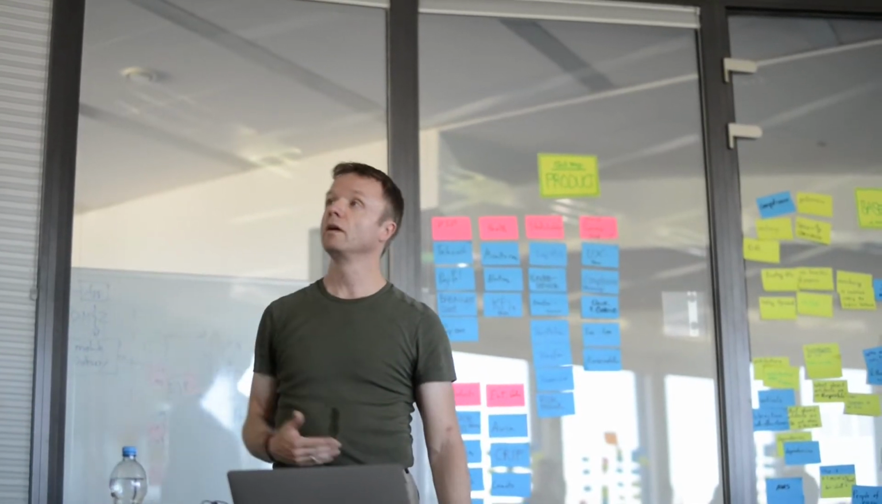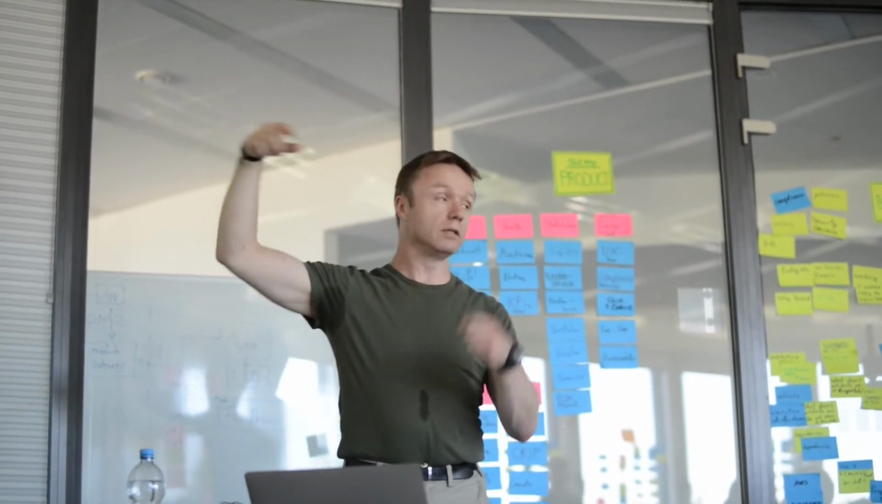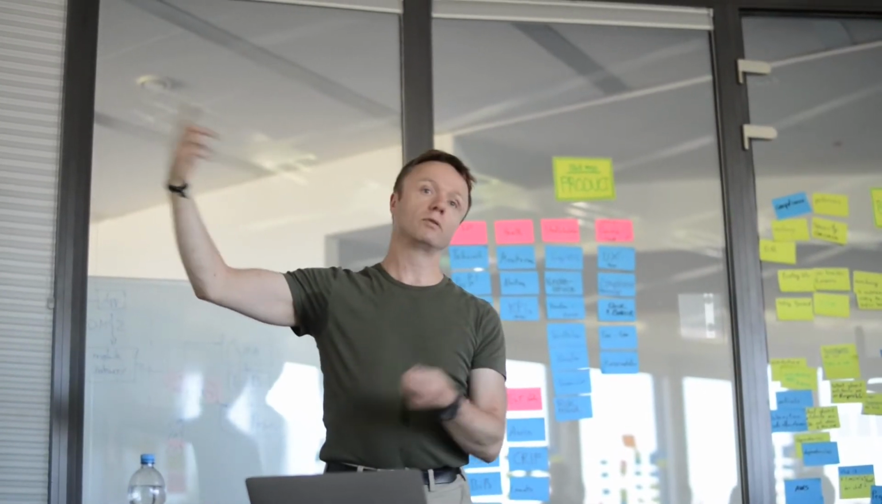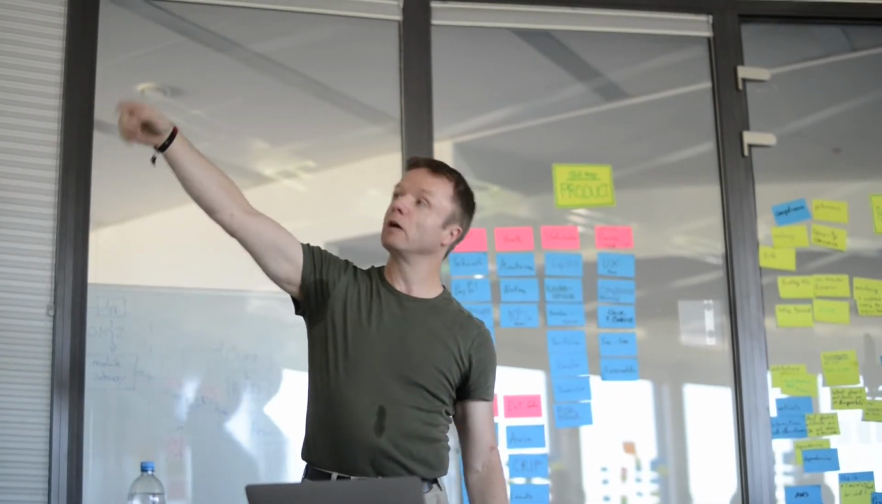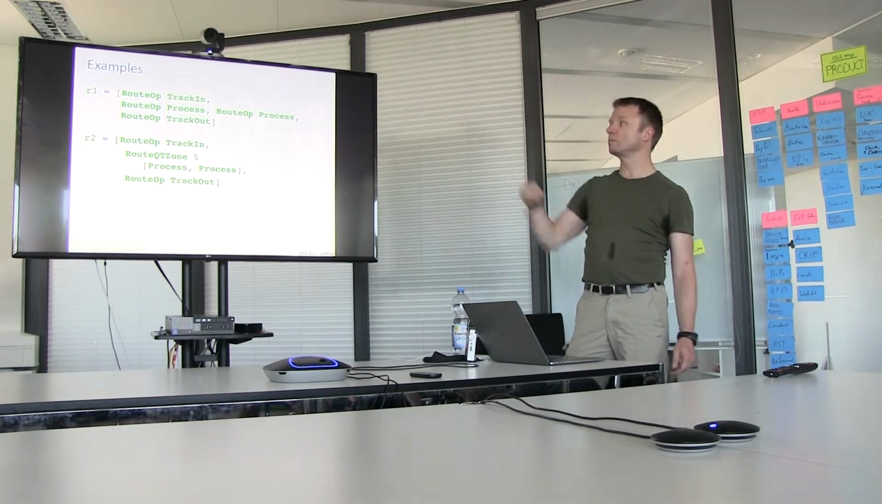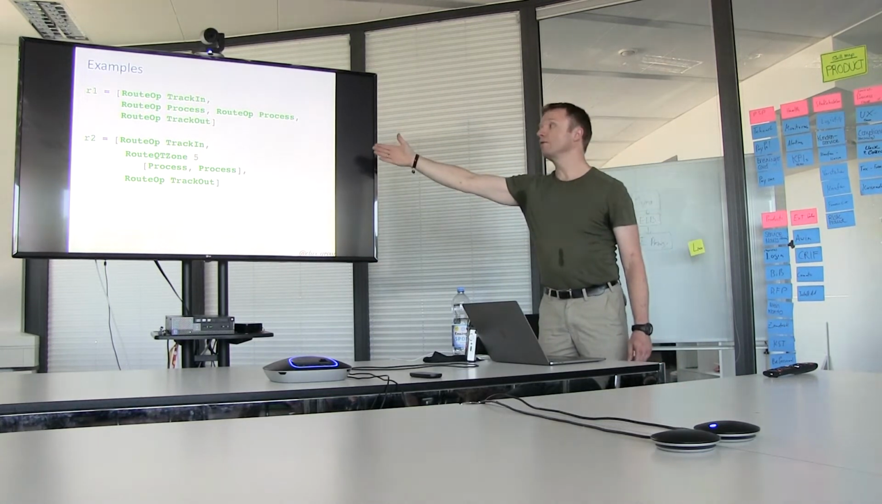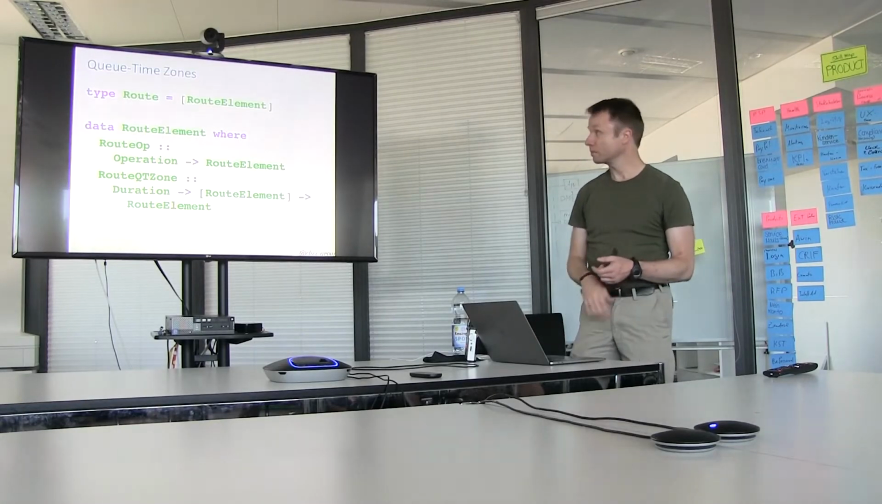So here's an example. What we now need to do is put a constructor in front of every single thing that's inside a route that says whether it's an operation or a queue time zone. So our first example now says route op, route op, route op, route op, and then inside says track in, process, process, track out. But we can also have a queue time zone here where we say track in, and then maybe these two processing steps need to be finished within 5 seconds or whatever that is. Okay?